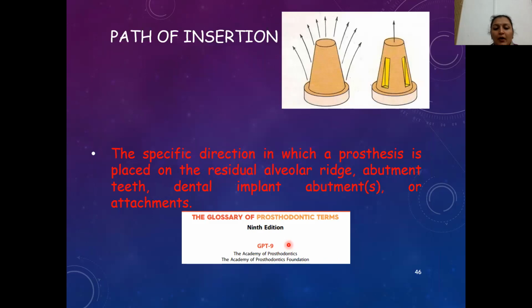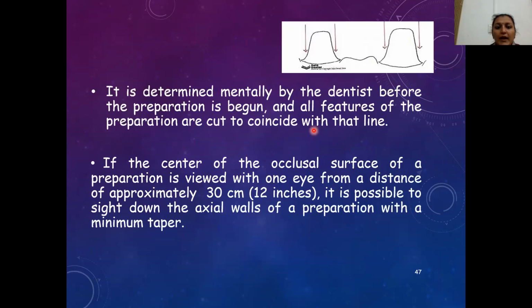Then path of insertion. According to GPT-9, it is defined as the specific direction in which a prosthesis is placed on the residual alveolar ridge, abutment teeth, dental implant abutments, or attachments. It is determined mentally by the dentist before the preparation is begun, and all features of the preparation are cut to coincide with that line. If the center of the occlusal surface of a preparation is viewed with one eye from a distance of approximately 30 centimeters or 12 inches, it is possible to sight down the axial walls of a preparation with a minimum taper.